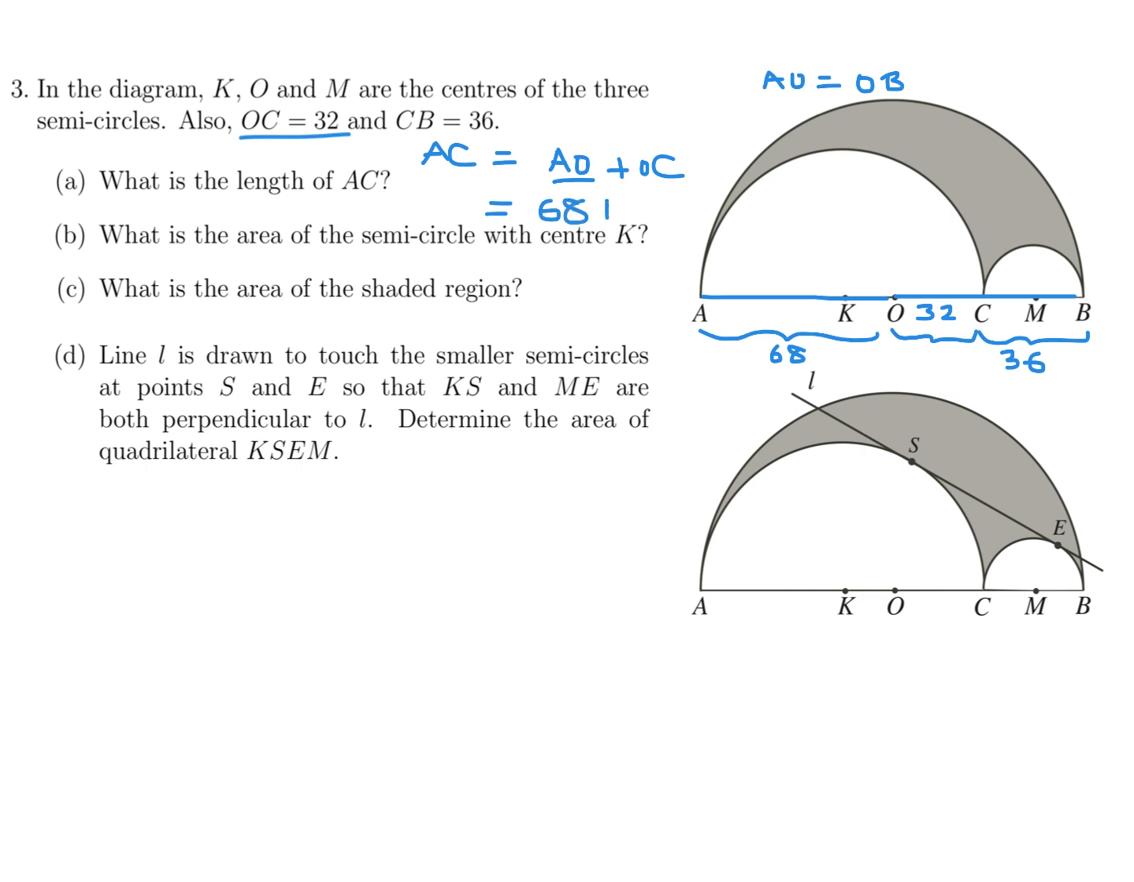Okay, so we got one. And then OC, well, OC, they gave me in the question. That's just 32. So 68 plus 32, I believe, is 100. Yeah. Okay. That's all that was. What is the area of the semicircle with center K? All right. So center K. Okay. So I guess they're talking about this one here.